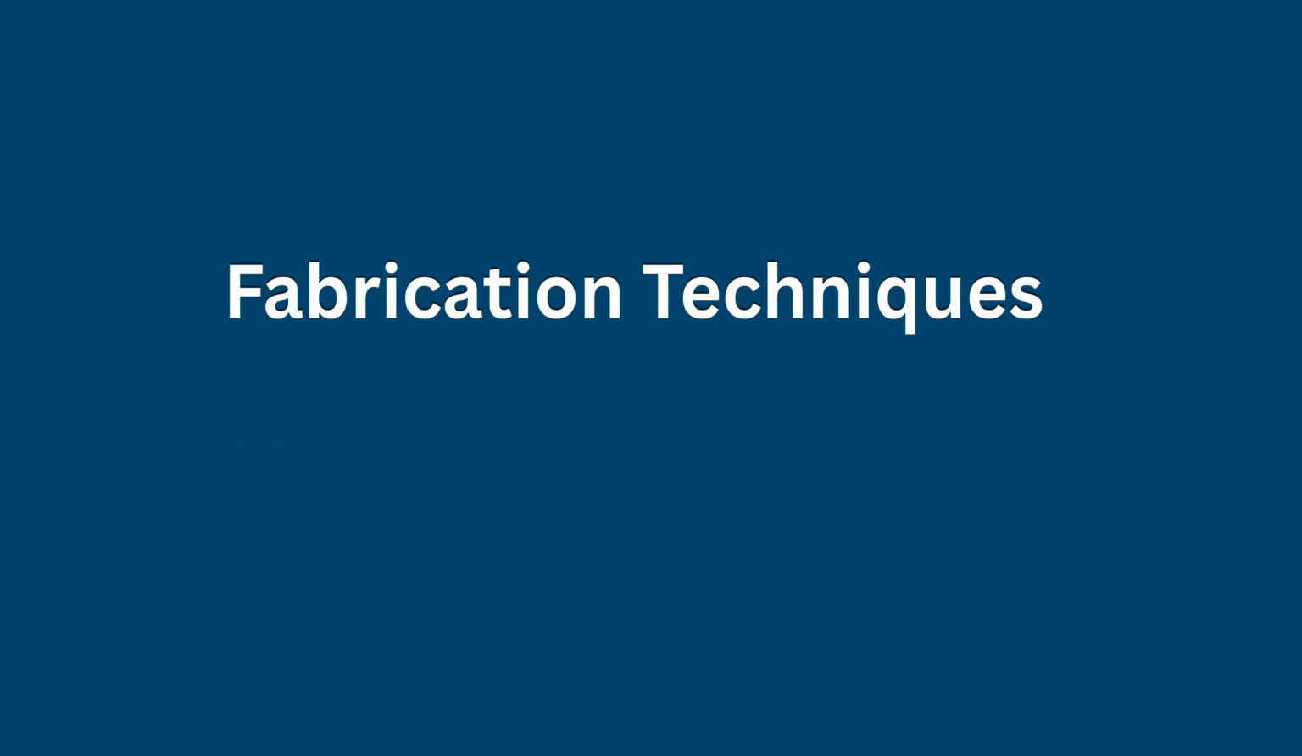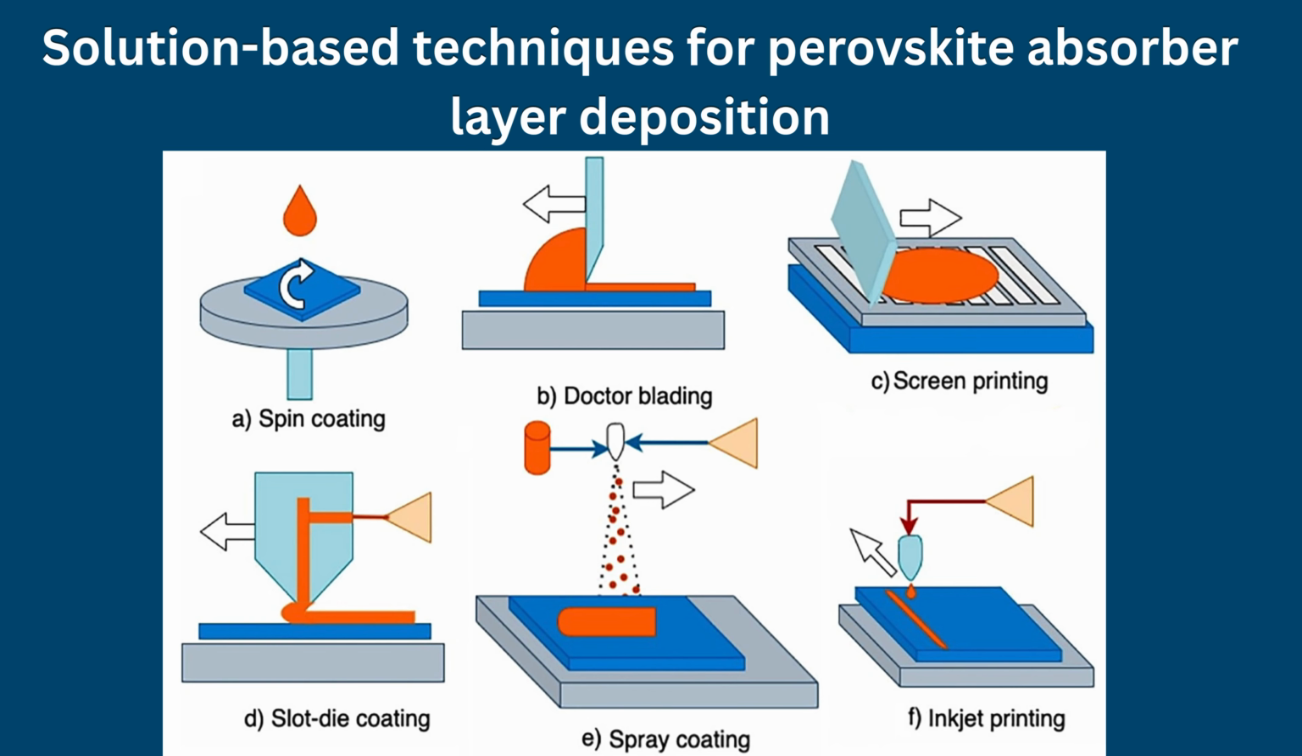Fabrication techniques. Solution-based methods. Solution processing remains the most widely used fabrication approach due to its simplicity and cost-effectiveness. Spin coating is the dominant laboratory-scale method, enabling high-quality films and efficiencies exceeding 22%, although it suffers from material wastage and poor scalability. Doctor blading and slot die coating offer scalable alternatives with high material utilization and compatibility with roll-to-roll manufacturing. For example, blade-coated PSCs have achieved efficiencies approaching 20% through compositional engineering and crystallization control.